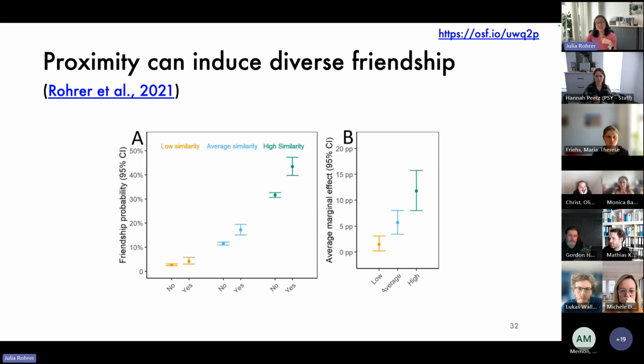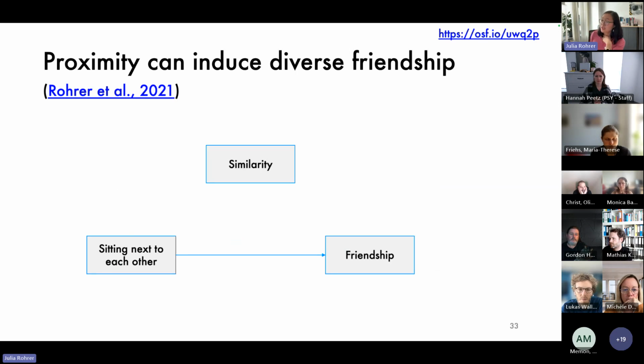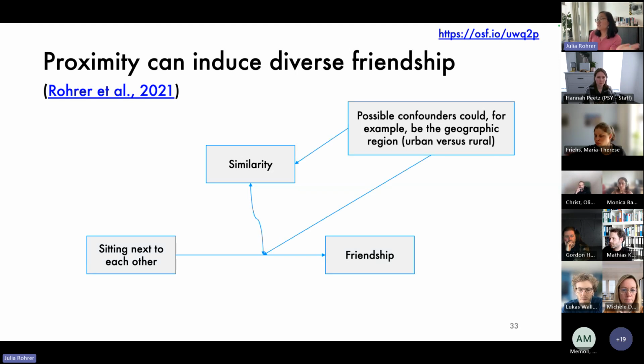And now the thing is that we did not randomize similarity between students. They were just randomly reseated, but similarity was not something that we directly controlled. And so what we're actually looking at is just the correlation between similarity and the effect of sitting next to each other on friendship. And so this could still be confounded in many ways. For example, it could be that the geographic region affects how similar students are on average in a classroom, which in turn might also affect how likely they are to befriend each other when they are sitting next to each other. And how plausible that confounding is also depends a bit on the variables that are involved in this interaction here.